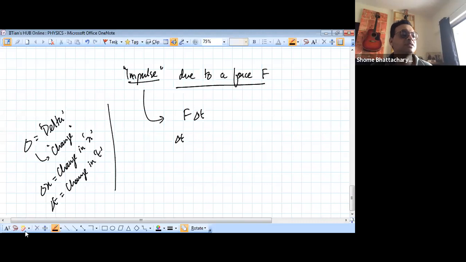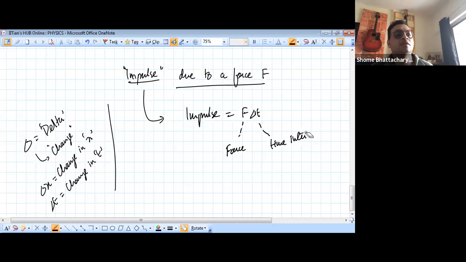So in this example, when we are saying that impulse is equal to F delta T, F is force, and delta T is a time interval or a change in time. So in the case of a collision, what we mean by the time interval or change in time is something very simple. What we mean by it is a very short duration of time for which the colliding bodies are in contact.